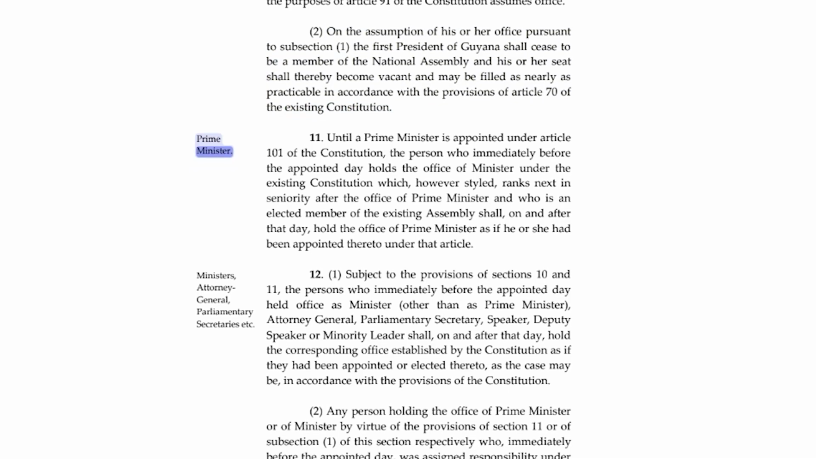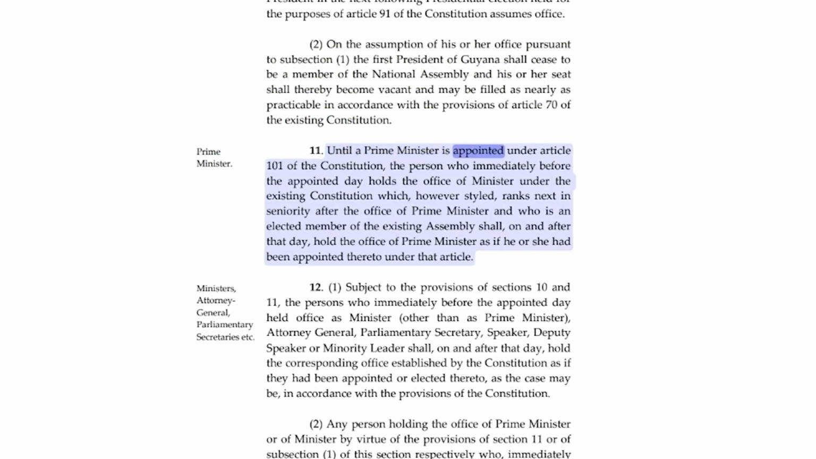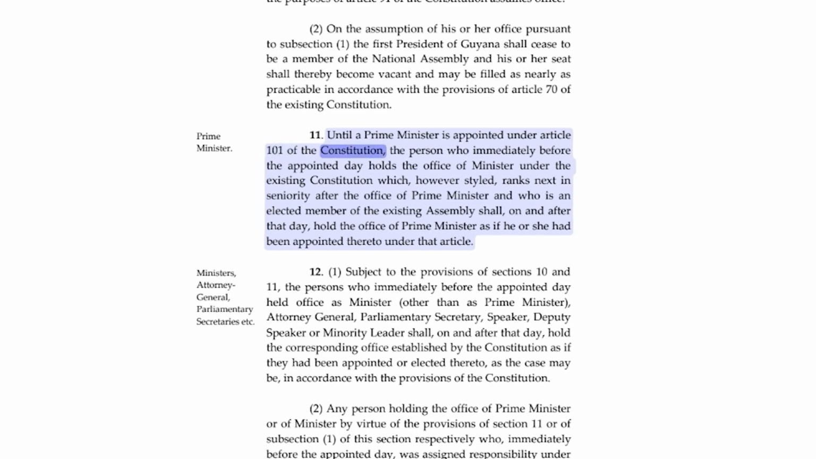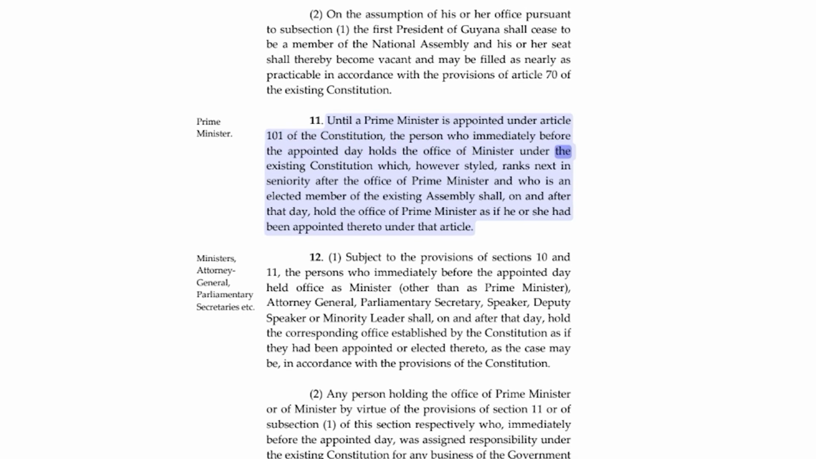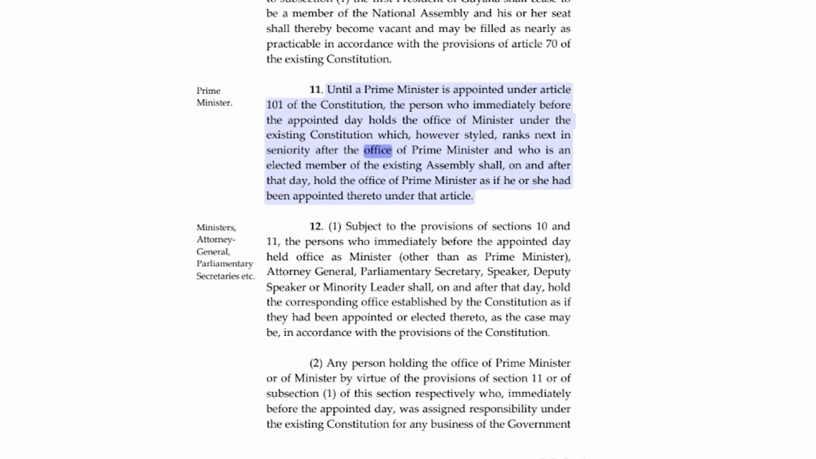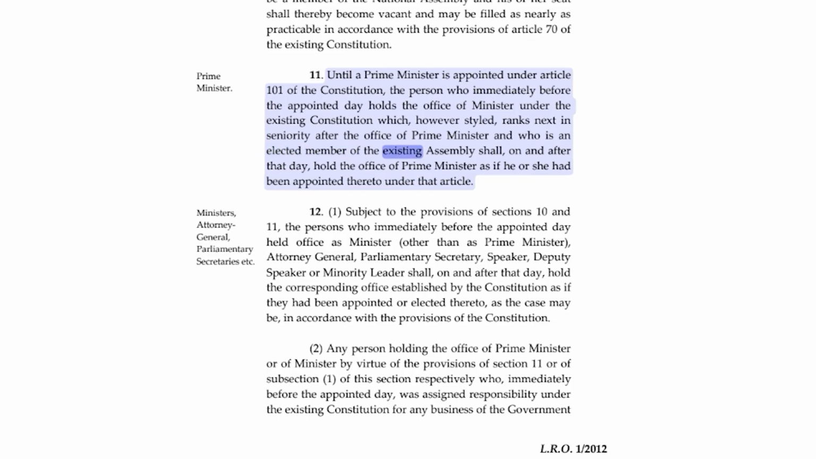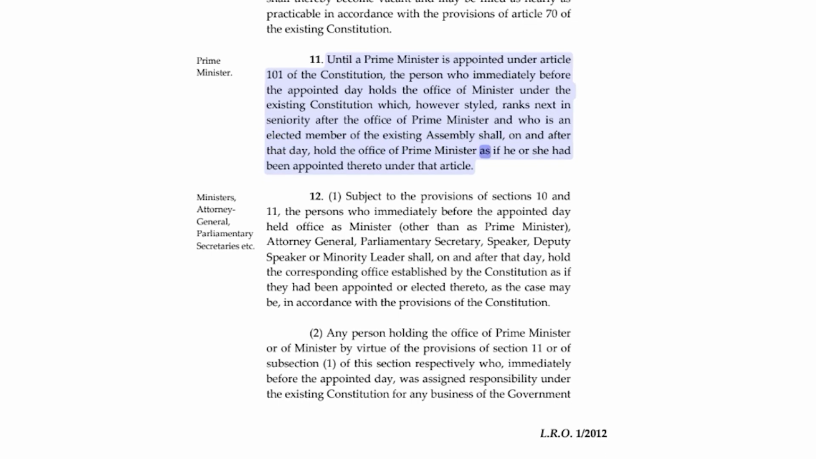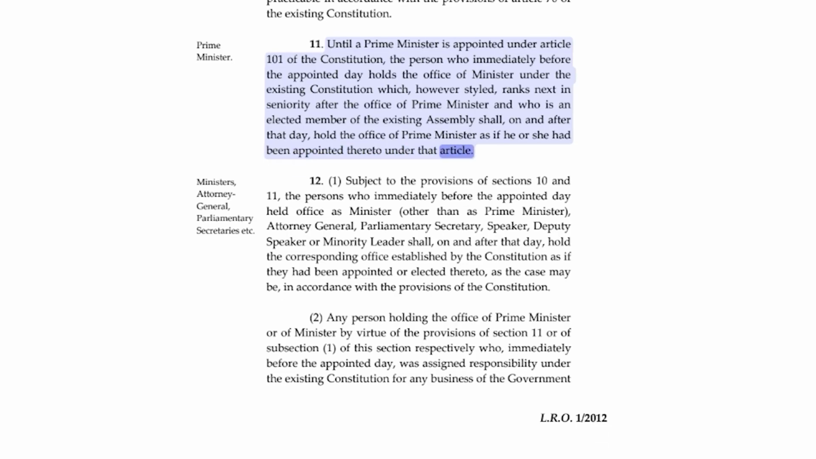Prime Minister. 11. Until a Prime Minister is appointed under Article 101 of the Constitution, the person who immediately before the appointed day holds the office of Minister under the existing Constitution, which however styled, ranks next in seniority after the office of Prime Minister, and who is an elected member of the existing Assembly shall, on and after that day, hold the office of Prime Minister as if he or she had been appointed thereto under that article.